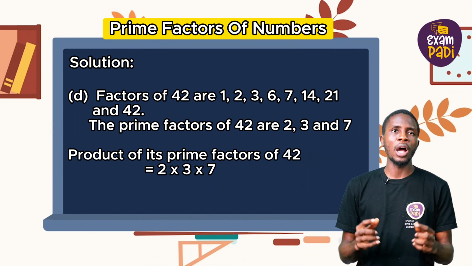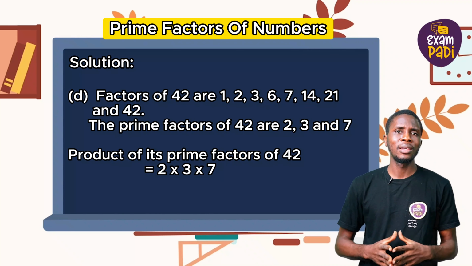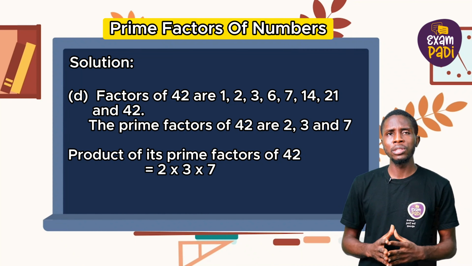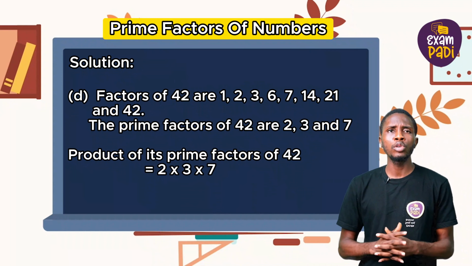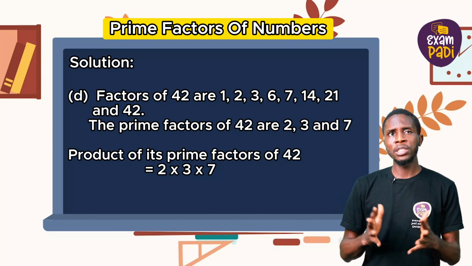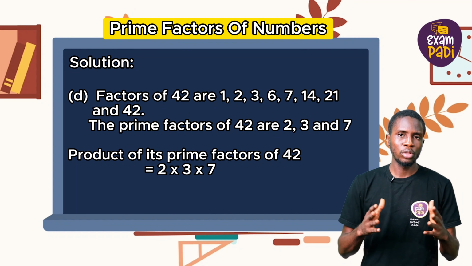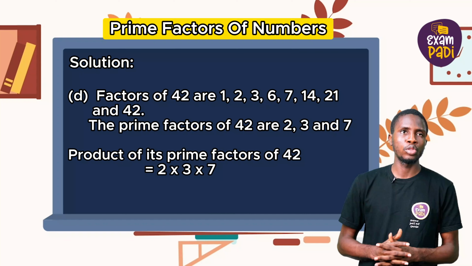Factors of 42 are 1, 2, 3, 6, 7, 14, 21, and 42. The prime factors of 42 are 2, 3, and 7. Product of its prime factors are 2 times 3 times 7, and that gives us 42.